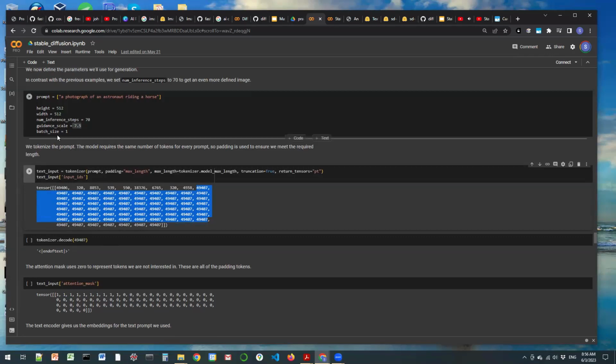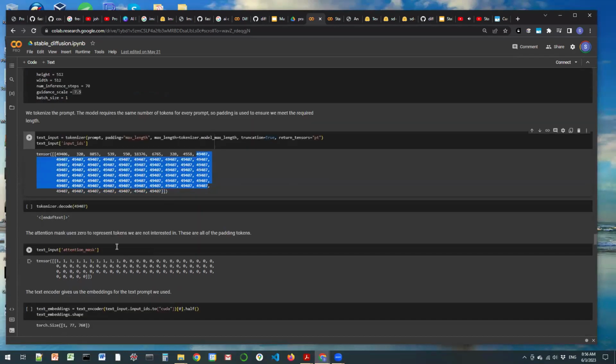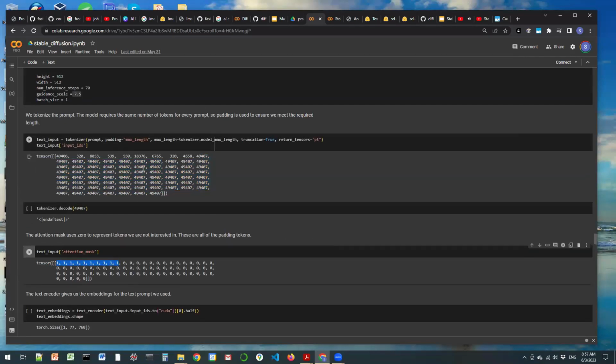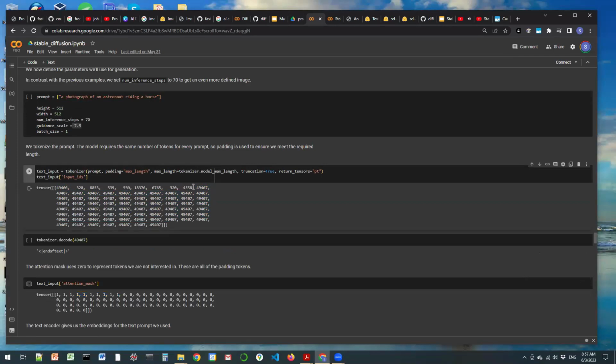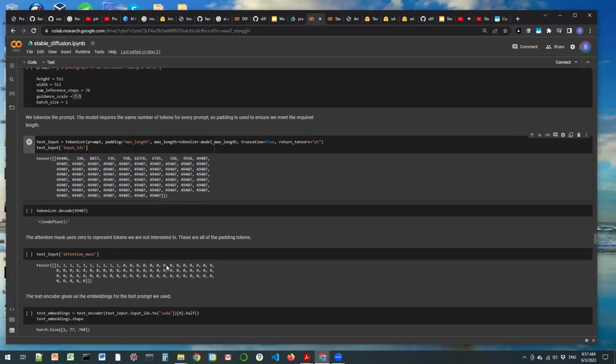So other than simply having these encodings, which pass in the relevant encoding for a photograph of an astronaut riding a horse, all of this is just padding, so it's all end of text. And then the attention mask is used to indicate what are the relevant portions when we pass in this textual prompt. You'll see ones, and the length of these will correspond to probably until about here, and the rest will all be zeros because they're all padding.